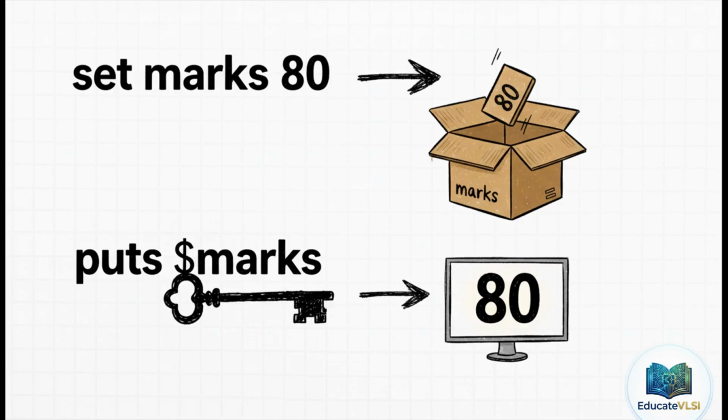And check out how straightforward this is in TCL. We use the set command. So set marks 80 is basically us telling the computer, hey, make a box, label it marks, and put the number 80 inside. Now, the really important part is getting that value back out. For that, we use the $ sign. That little symbol tells TCL, don't give me the word marks. I want what's inside the box, named marks. And that's why puts $marks prints 80.